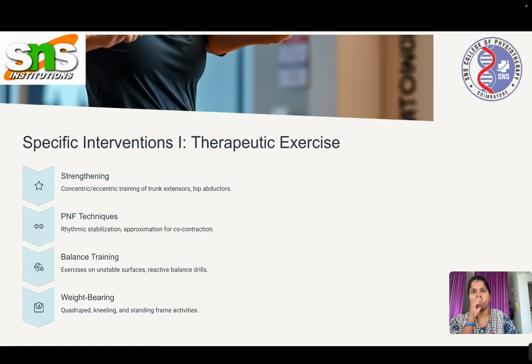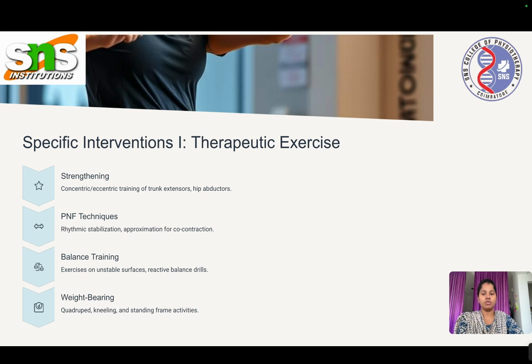Coming to the specific interventions, treatment strategies can be divided into therapeutic exercise and modalities with assistive devices. First, therapeutic exercise includes strengthening exercises for trunk extensors and hip abductors, and PNF techniques such as rhythmic stabilization are also given. Balance training on unstable surfaces is also encouraged, and weight bearing activities like quadruped, kneeling, and standing frame exercises are also given.